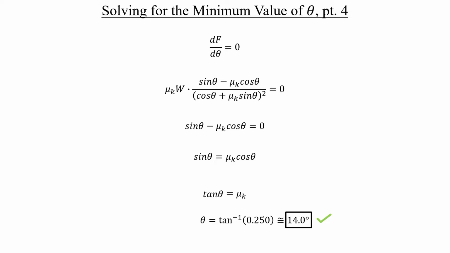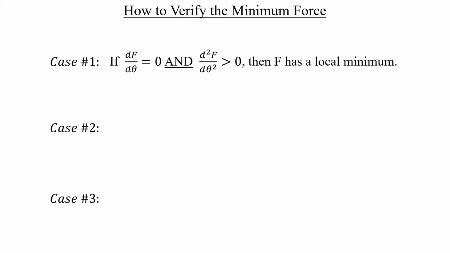Part B wants us to find the value of theta that makes f a minimum, but in order to conclusively say that this angle results in a minimum force, we need to verify that. And here's how we'll do it. There's 3 cases to consider in this type of situation. Case 1 says that if the first derivative is equal to 0 and the second derivative is greater than 0 in the interval that we're investigating, only then can we say that f is actually at a minimum.